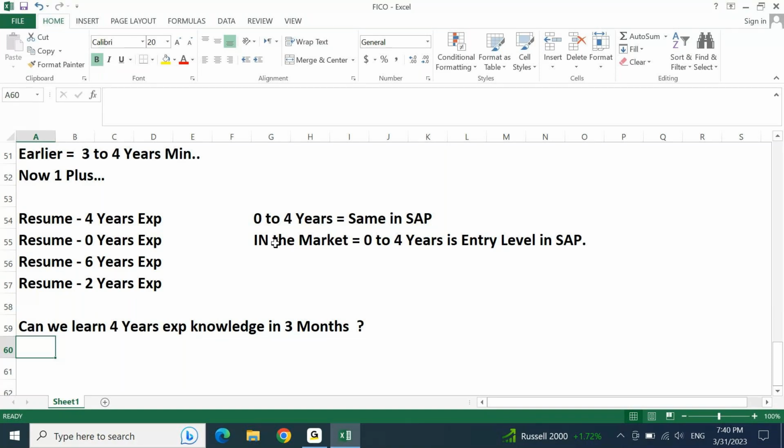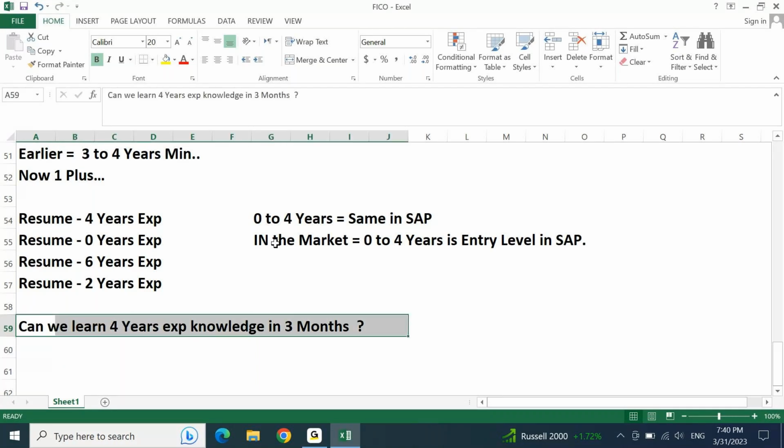Clear? Any doubt on this point? Agree with me? This is not possible to learn in 3 months. The expectation is 4 years experience knowledge in the market. The intention is to gain everything in 3 months from the training. Impossible. Which means we are trying to learn something which is not possible. So our first step itself is wrong, because we are with the wrong intention, we are with the wrong direction.